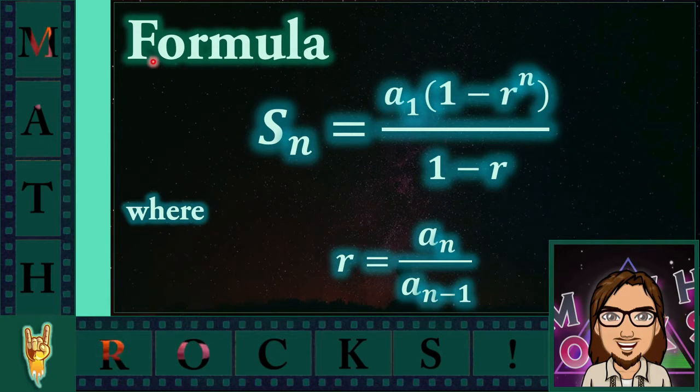And now for our formula, we have S sub n is equal to A sub 1 times the quantity of 1 minus r raised to n, closed quantity, all over 1 minus r, where the value of r is equal to A sub n over A sub n minus 1. You also have to remember the definition of geometric sequence, for which the common ratio is a non-zero real number.